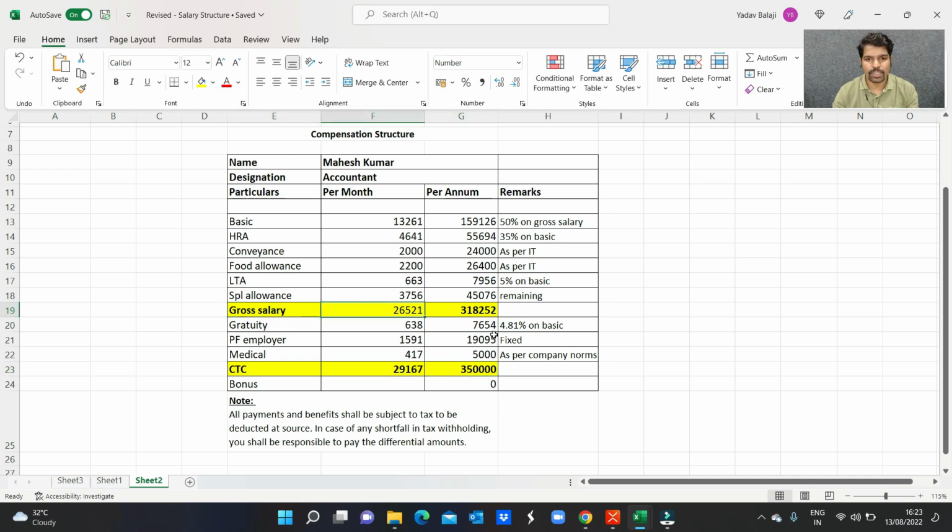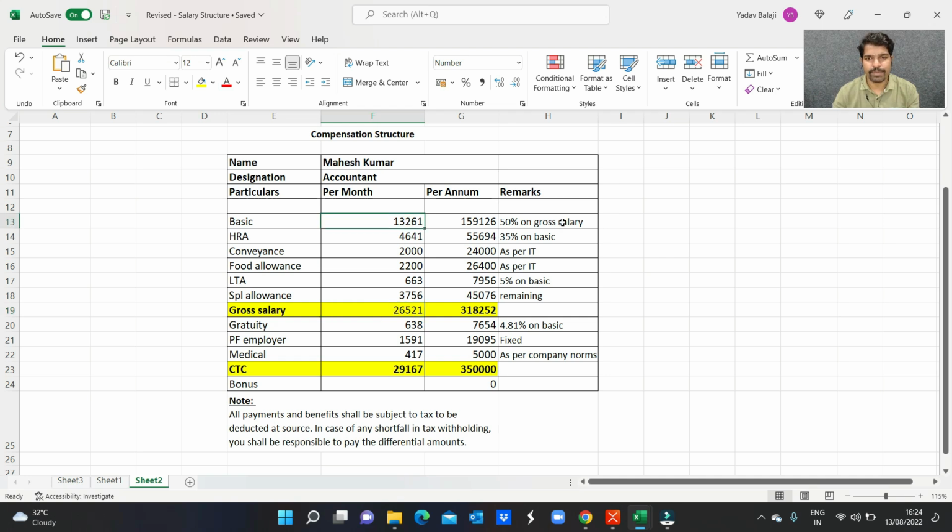So we consider the gross 26,500, which equals 3,18,000, and after that gross salary, gratuity, employer contribution and medical expenses, that we are giving from the employer company side, are added. So that is the cost to company. So that also should be added. So here 26,000 is the gross salary.